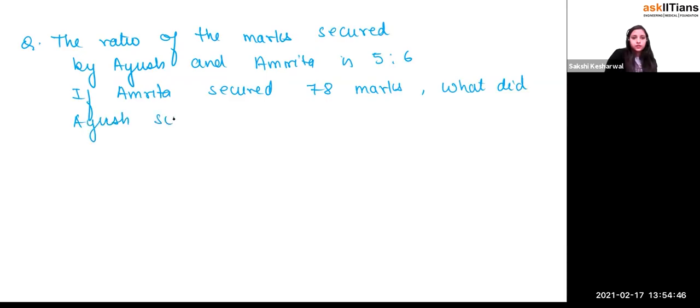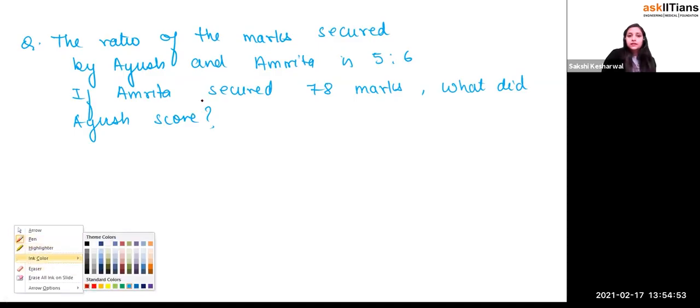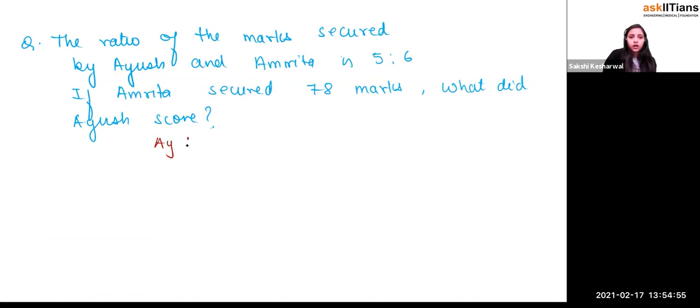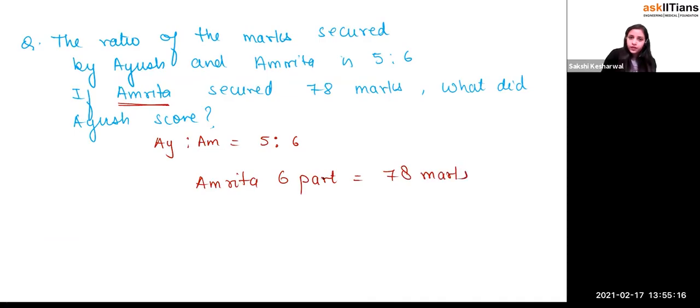Now, you can just learn it like this. Now, I'll change the color and explain it to you. Just see, it says Ayush upon Amrita, right? They have scored 5:6. The total is 11, so we don't concern ourselves about 11. But it says that Amrita's part was how much, beta? Amrita was getting the 6th part. So Amrita's 6 parts is equals to 78 marks, yes or no? Yes.